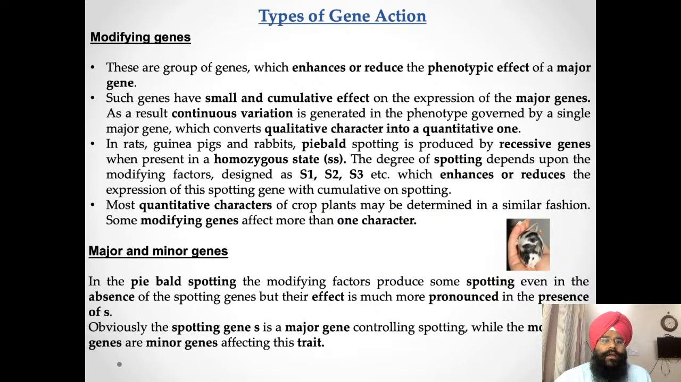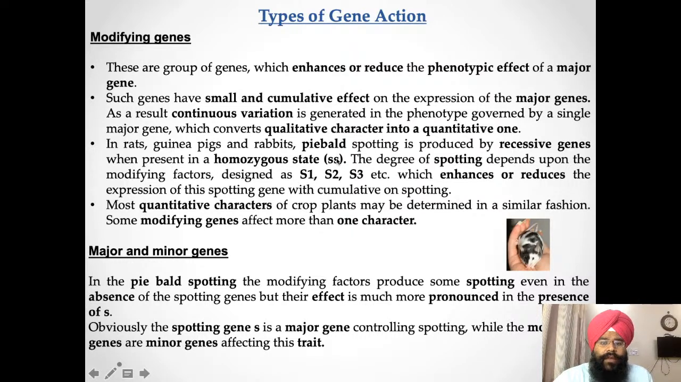So we are done with all types of gene actions. Now comes some modifying genes. Here we are discussing modifying genes from the point of view of the coat color in mice. They are a group of genes which enhance or reduce the phenotypic effect of major genes. Such genes have small or cumulative effects on the expression of major genes. As a result, continuous variation is generated in the phenotype governed by a single major gene, which converts a qualitative character into a quantitative one. In rats, guinea pigs and rabbits, piebald spotting is produced by recessive genes which are present in the homozygous state.